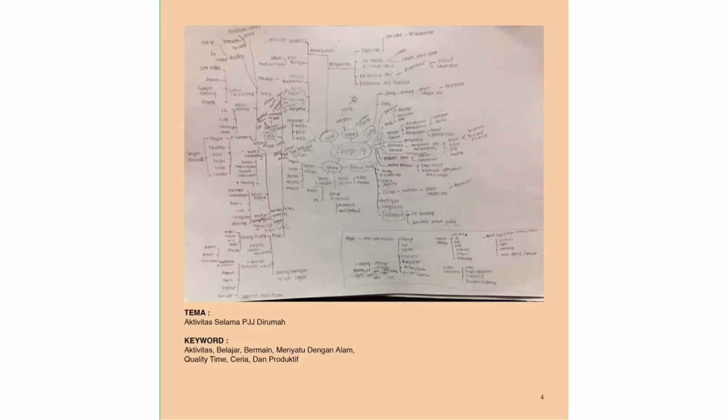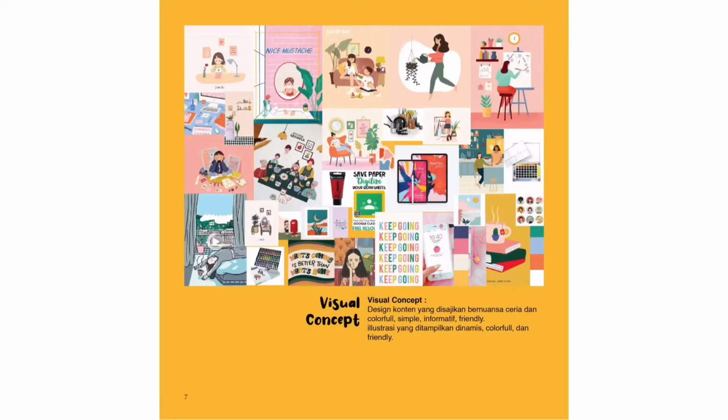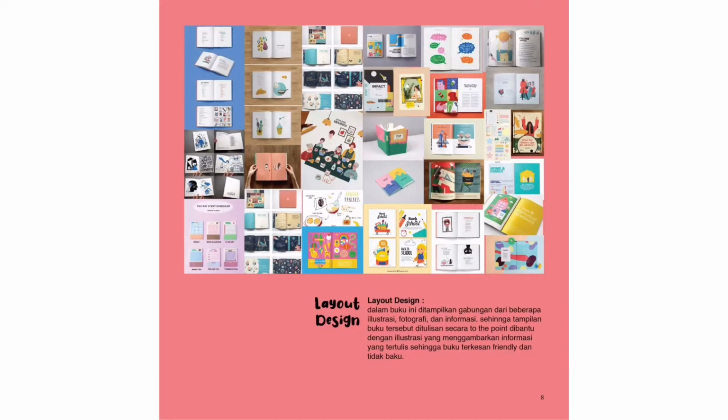So let's get started. The first step in making this book is a mind map, where we describe some of the things that will be our reference in making the book. After the mind map is a mood board, by including visuals related to the mind map that has been done, to make it easier to go into the design process. Here are 3 types of mood board. First, target audience, visual concept mood board, and layout design mood board.